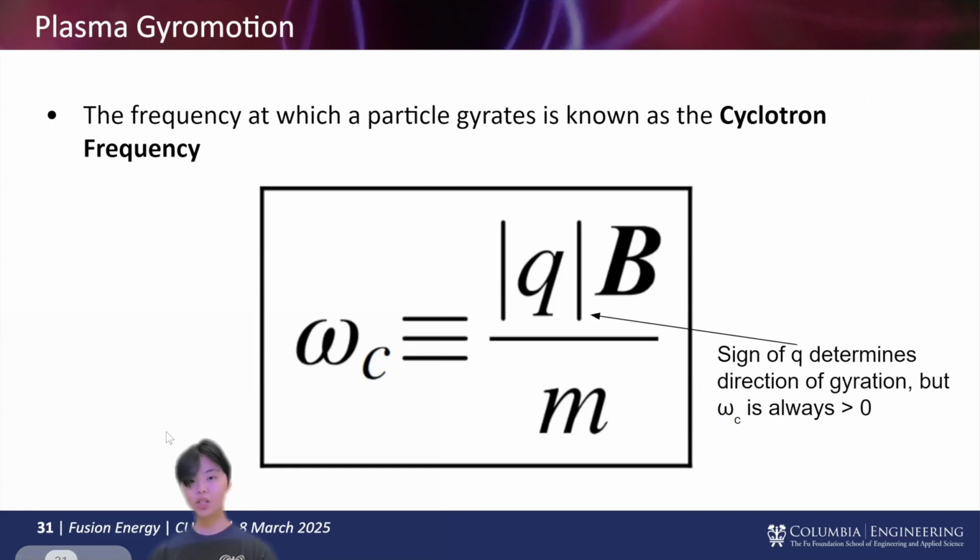So what is the frequency of its rotation? This is known as the plasma gyrofrequency, also known as the cyclotron frequency. Now, this is independent of the sign of Q. The sign of Q determines the direction of gyration, but you can't have a negative frequency. You can see that it depends on the magnitude of the charge of the particle, times how strong your magnetic field is, divided by the mass. Heavier particles are going to gyrate a little slower compared to lighter particles.